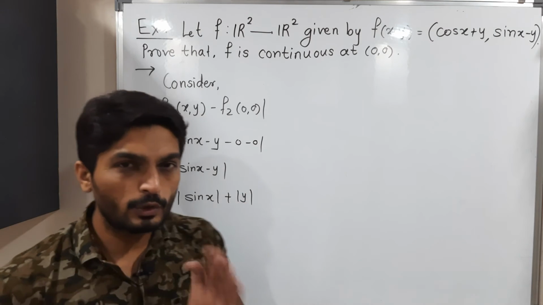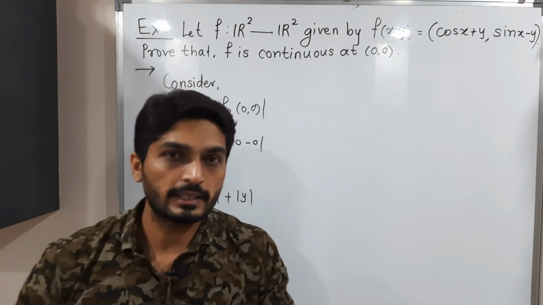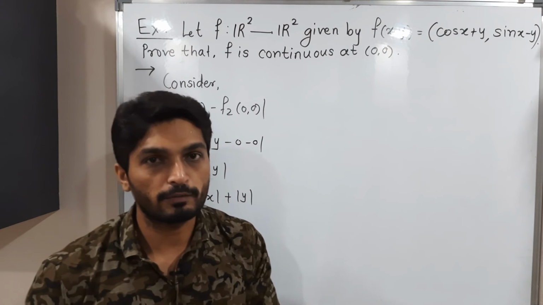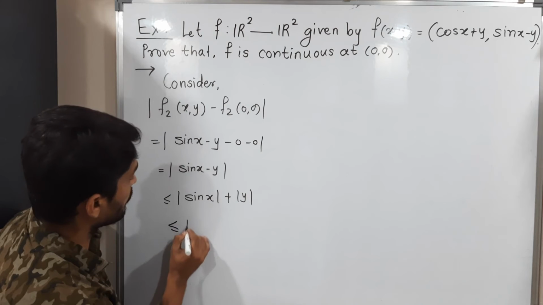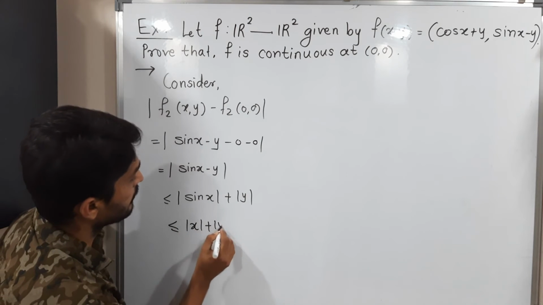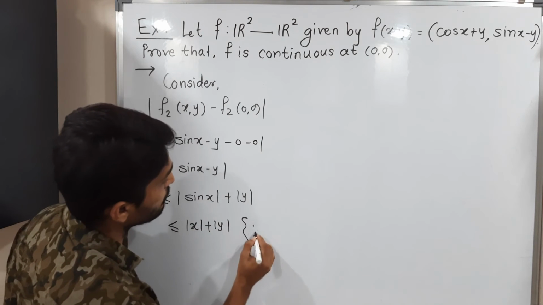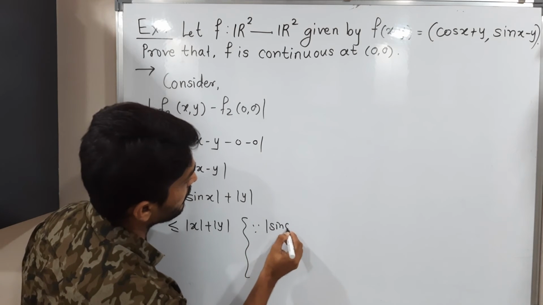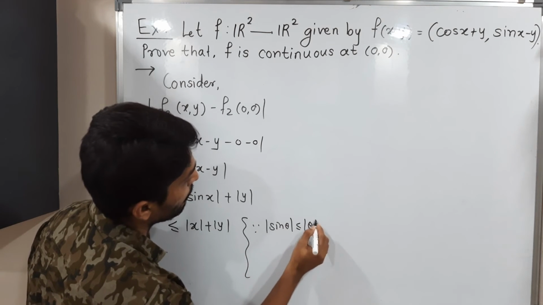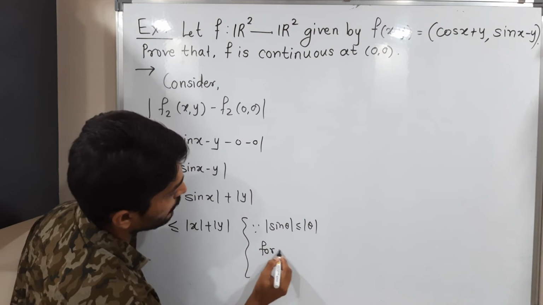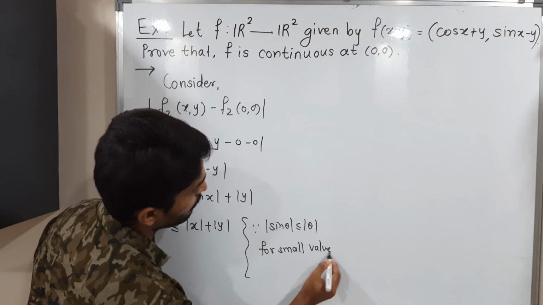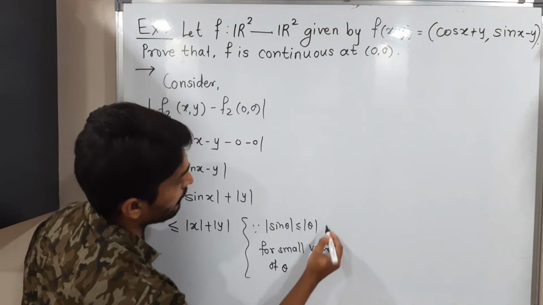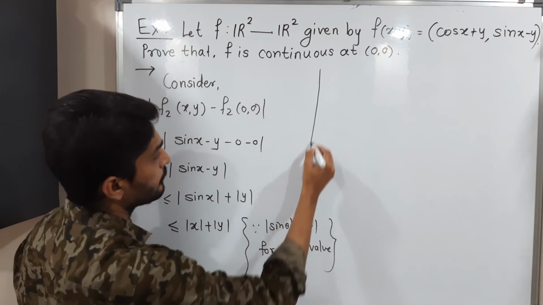Okay, so do you know that mod sin theta is less than or equal to theta for a small value of theta? I think I have already told you. So this is less than or equal to mod x plus mod y. I can clearly mention this because mod of sin theta is less than or equal to mod theta for small values of theta. Okay, so let us continue.